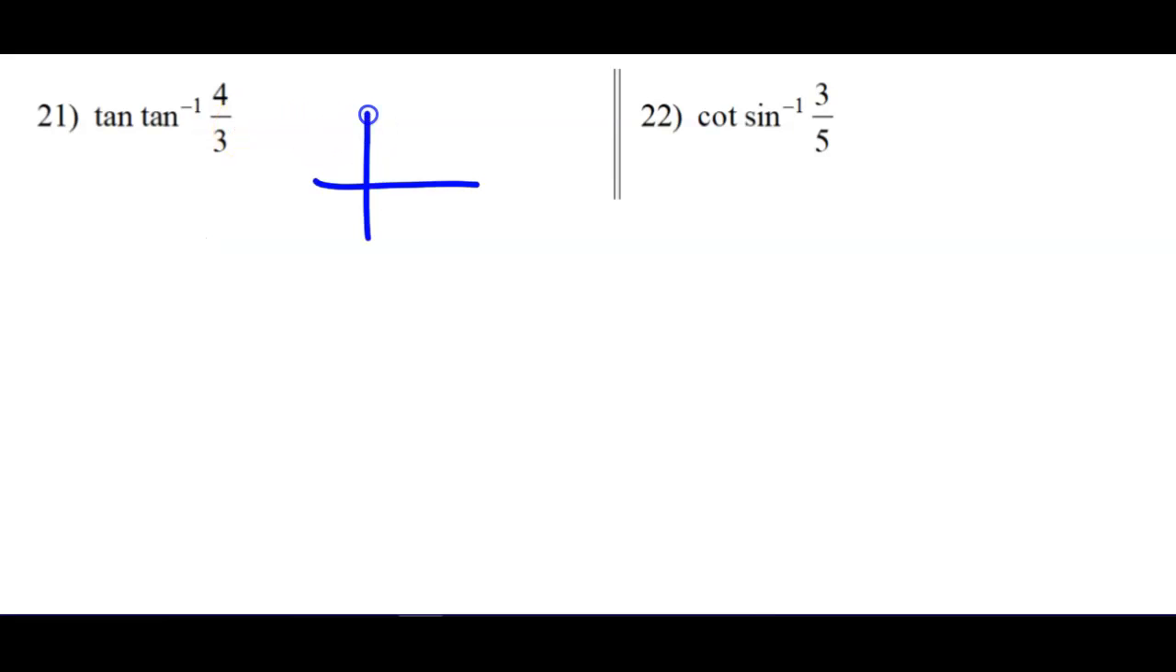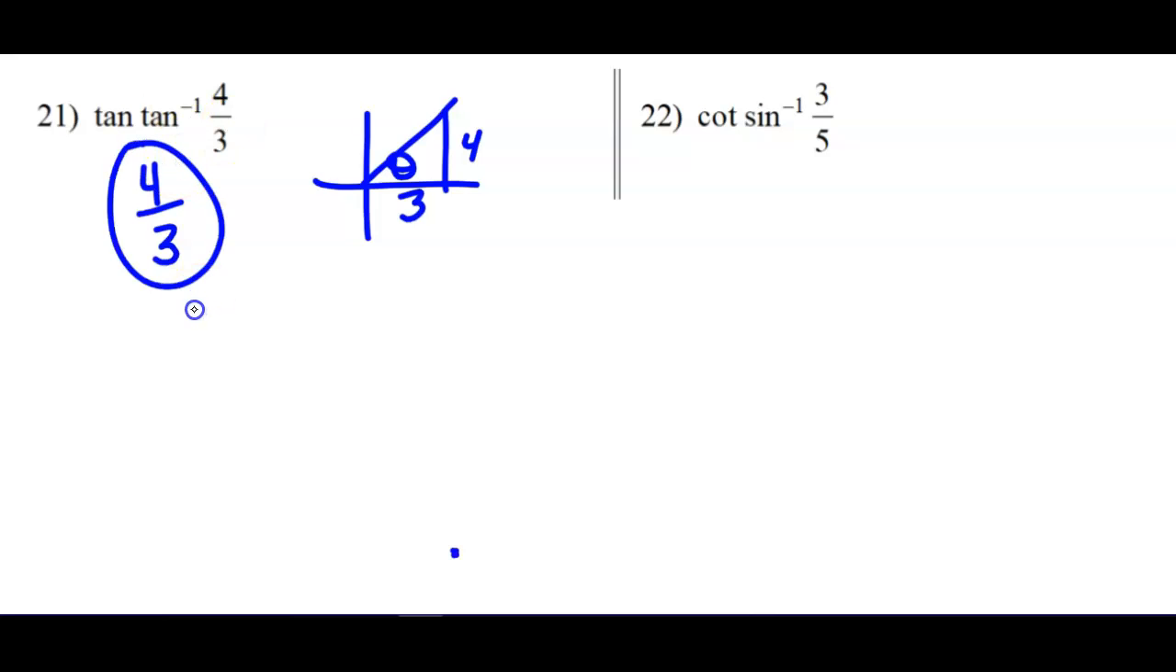One more, and this one I think is just going to undo because it's tangent and inverse tangent. But this is asking about the angle in here, which has opposite over adjacent. But then it says, once you find that angle, what is its tangent? It's just 4/3. Okay, this example. All right.